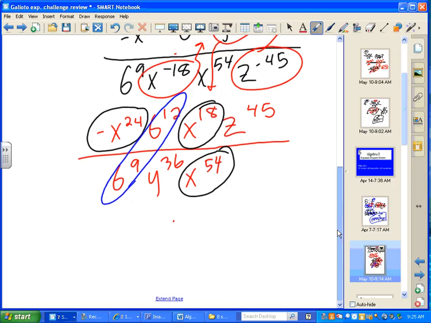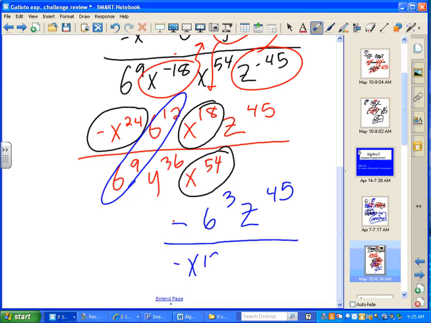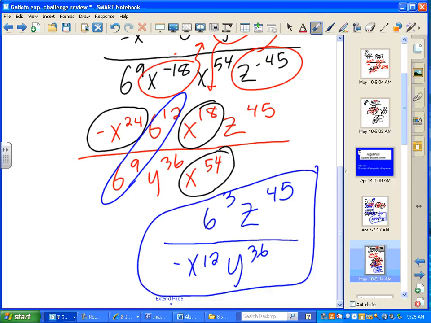So Jake, what did you get for your final answer? Oh, I thought you did. Okay, final answer. Will, what'd you get? Good job. So 6 to the 3rd, z to the 45th, negative x to the 12th, and y to the 36th. Any questions on that one?